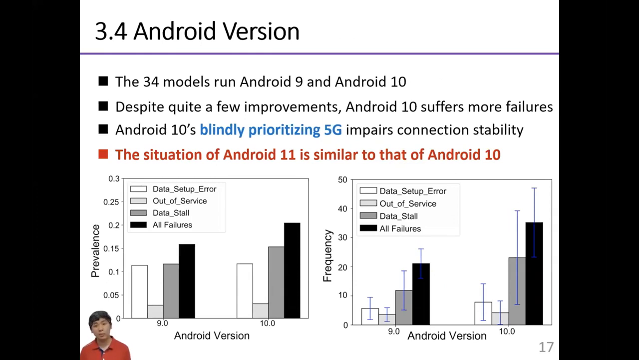Also, as Android 10 adapts to the emerging 5G technology, considerable new features were added, inevitably bringing defects to cellular data connection management. One such example is the blind prioritization of 5G in Android 10. This strategy might bring unstable performance and even cellular failures when your 5G connections have much lower signal strength than 4G connections. In fact, this is not a rare case in our everyday life. Also, by examining the code of Android 11, we find that the situation is not improved in even the newest system.